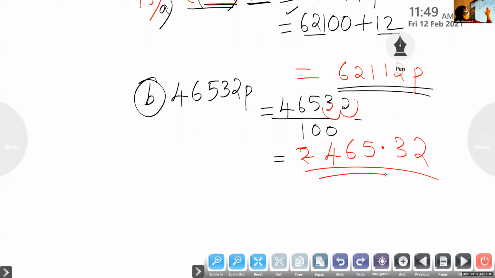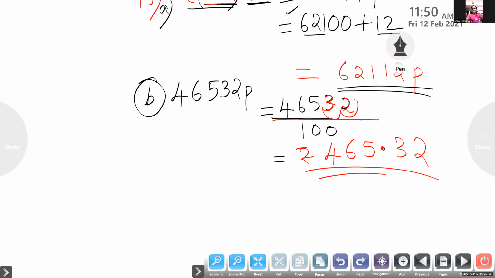What do we have to do, children? Divide by 100. Only write the number 46,532 divided by 100. To divide by 100, only move 2 digits from the right side to the left, then put the decimal point. Only that much.